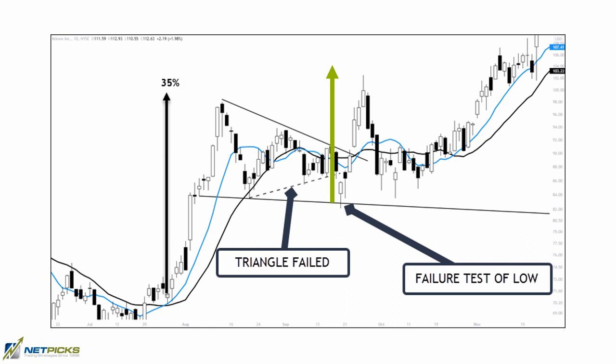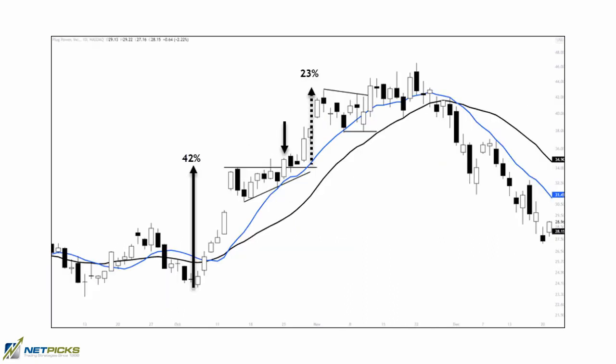led to a $15 jump in the price of the stock. Now, if price had broken down further, I would have needed to see another strong move in price before finding interest in trading this again. We're going to look at a chart called Plug.